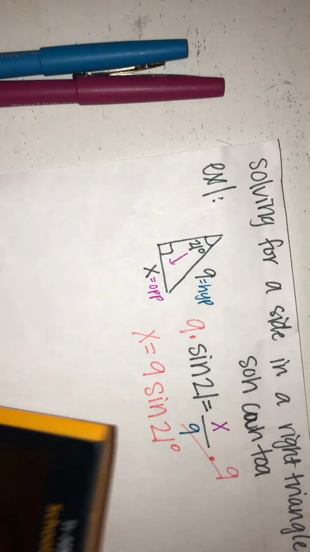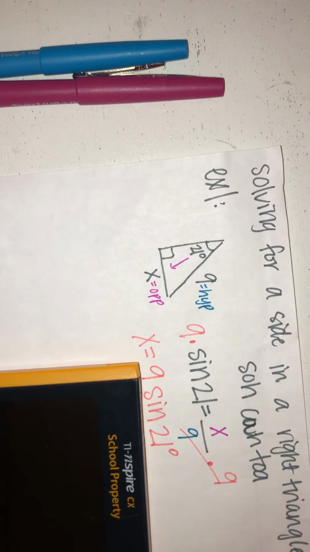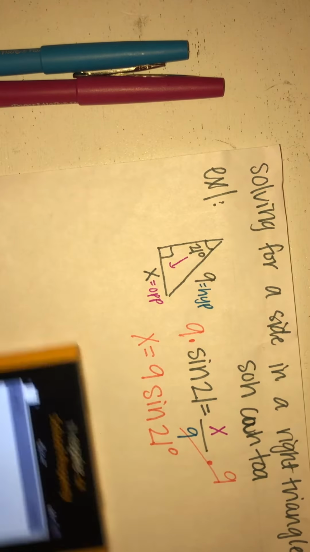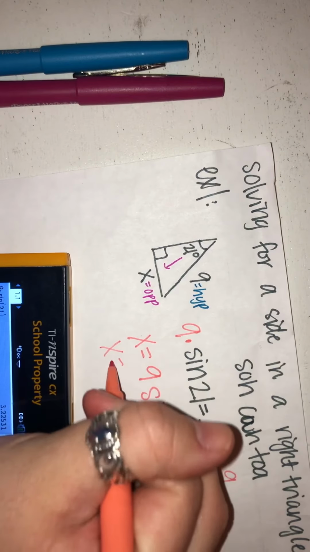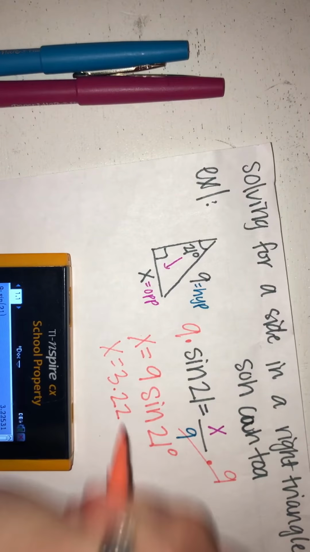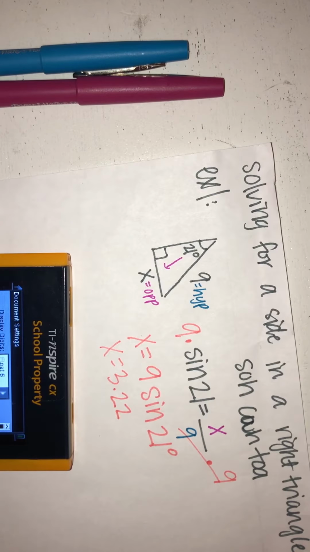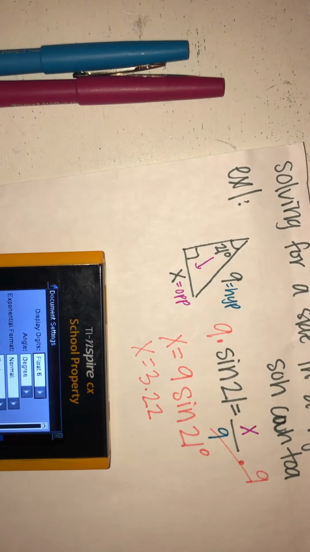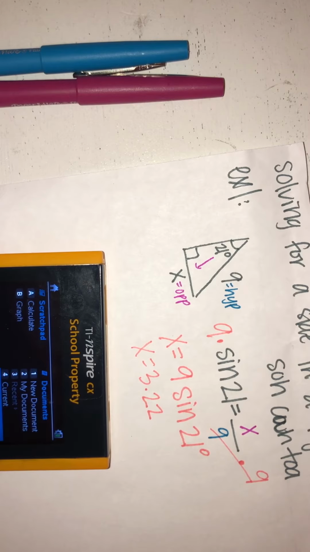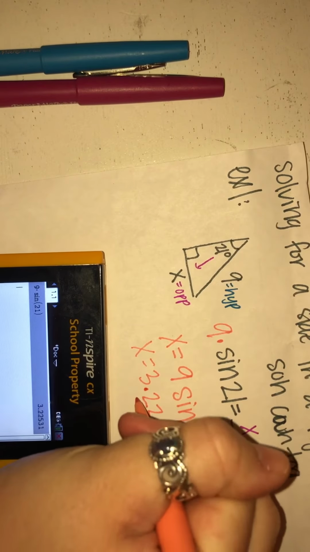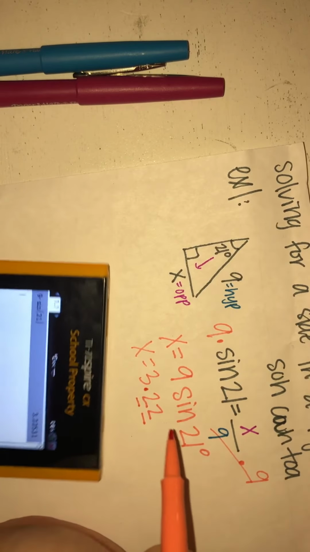So in the calculator, all you do is 9 times the sine of 21, and that is approximately 3.22. Now, one thing is we want to make sure that we're in degrees, and just also on Khan Academy, make sure this is to the nearest hundredth. Okay, 2 decimal places is to the nearest hundredth.